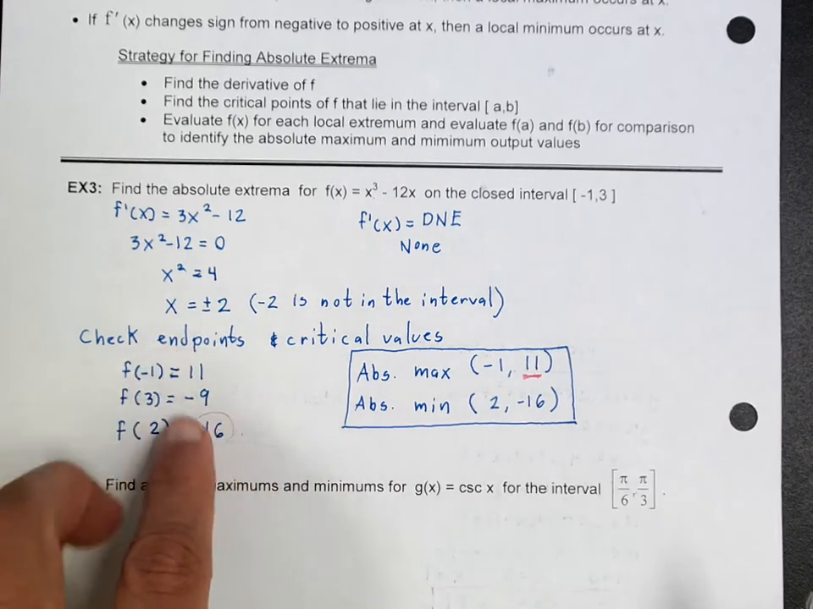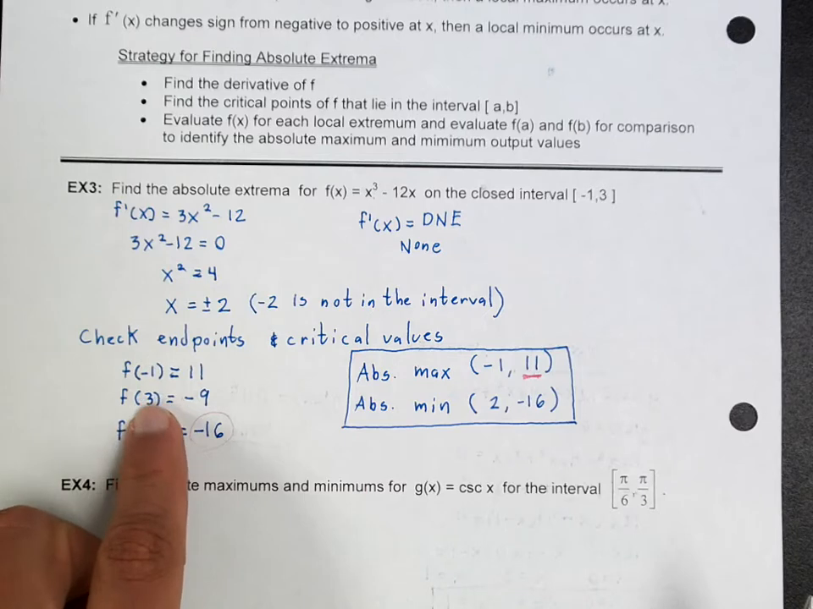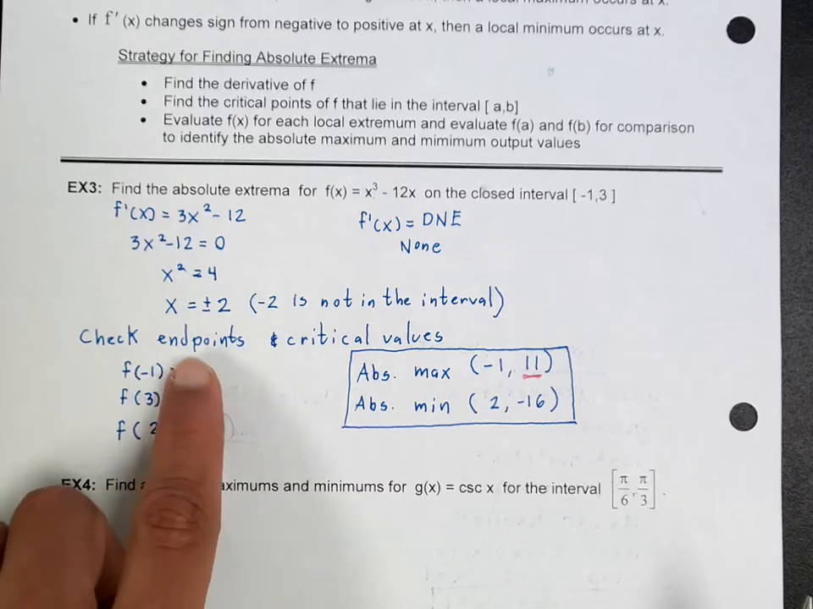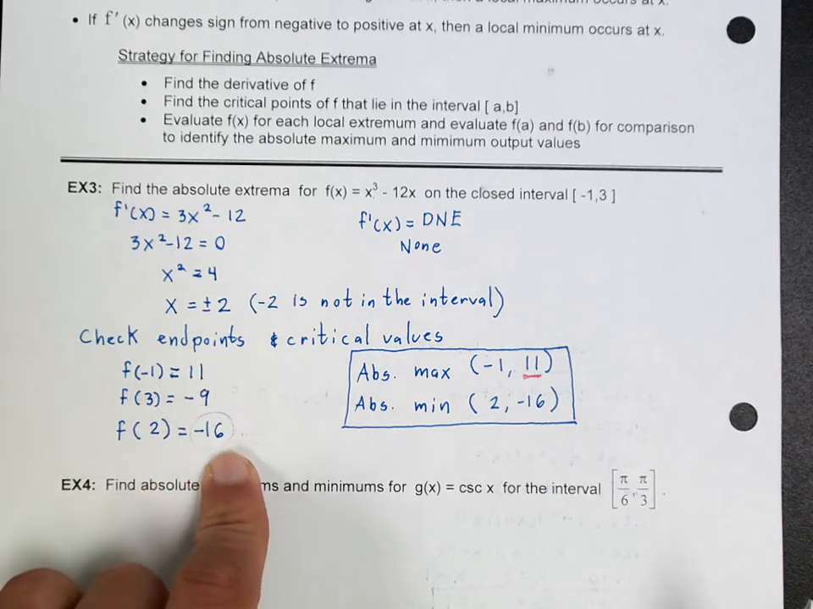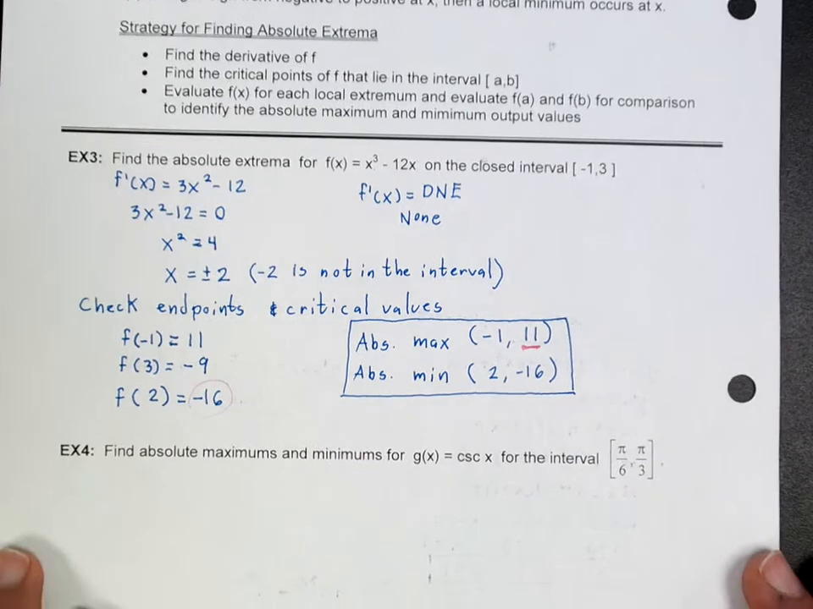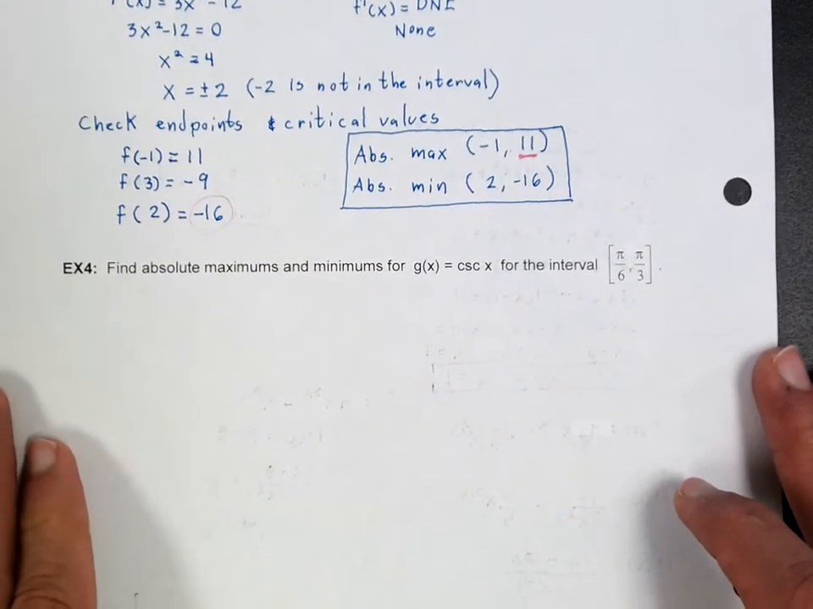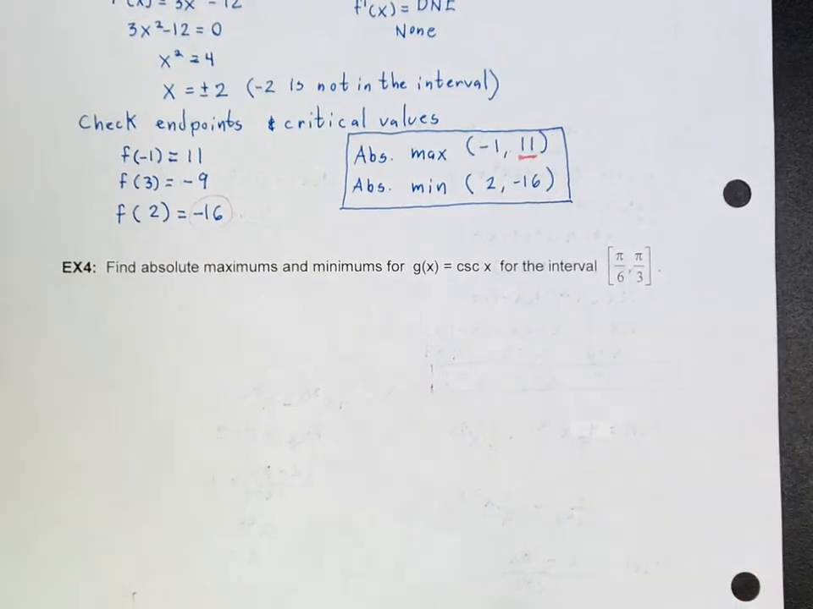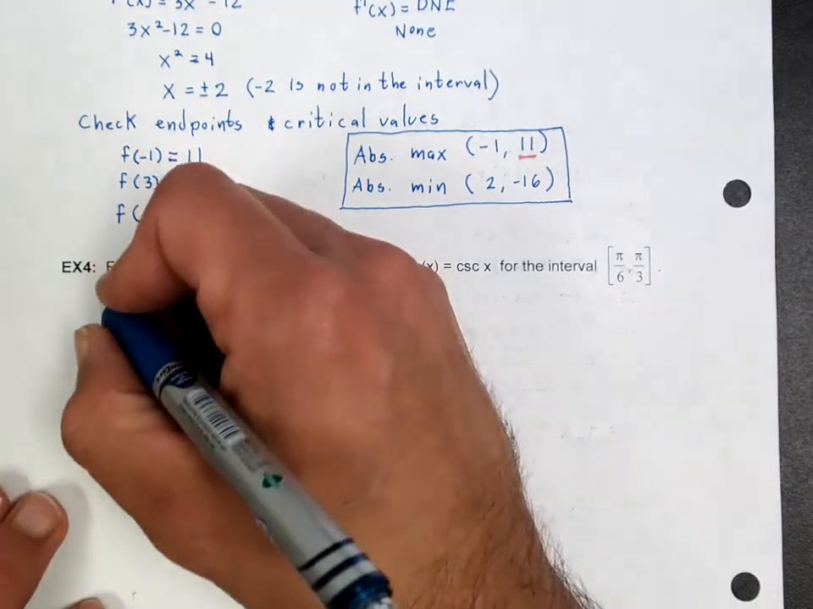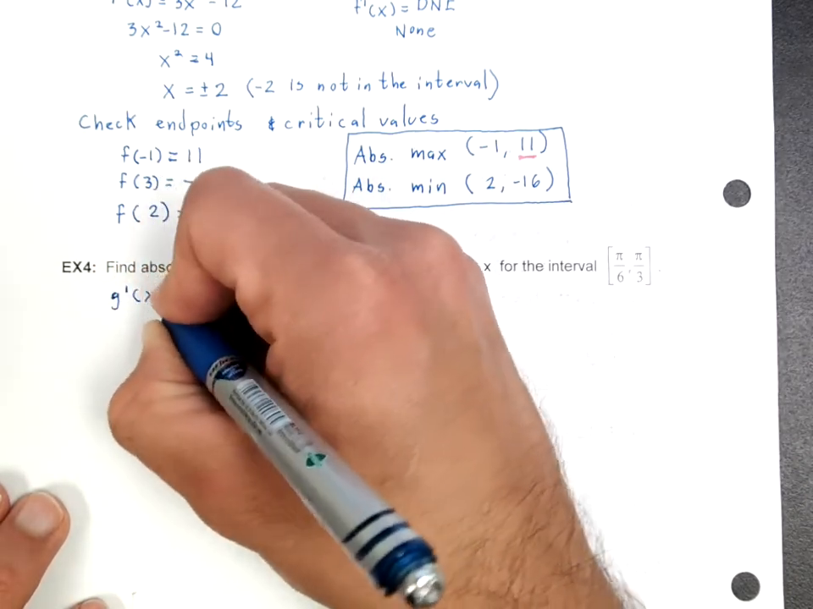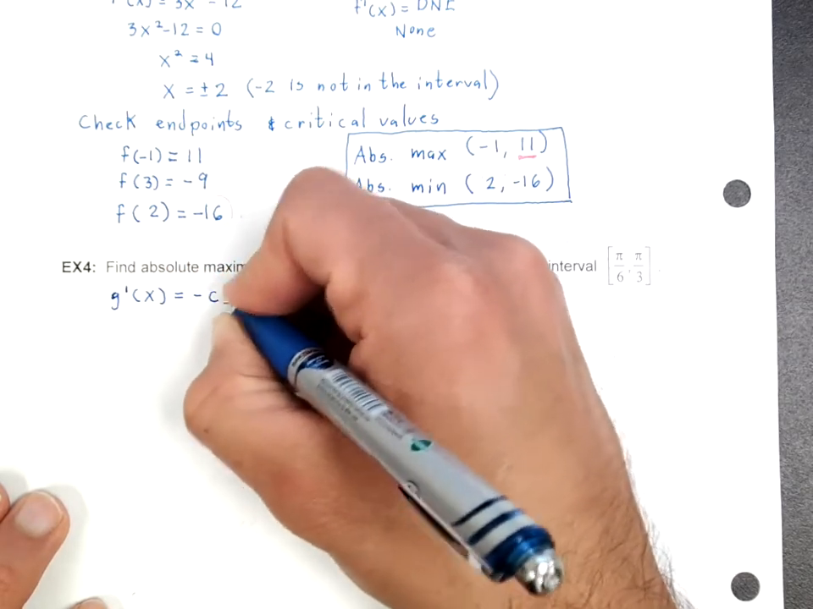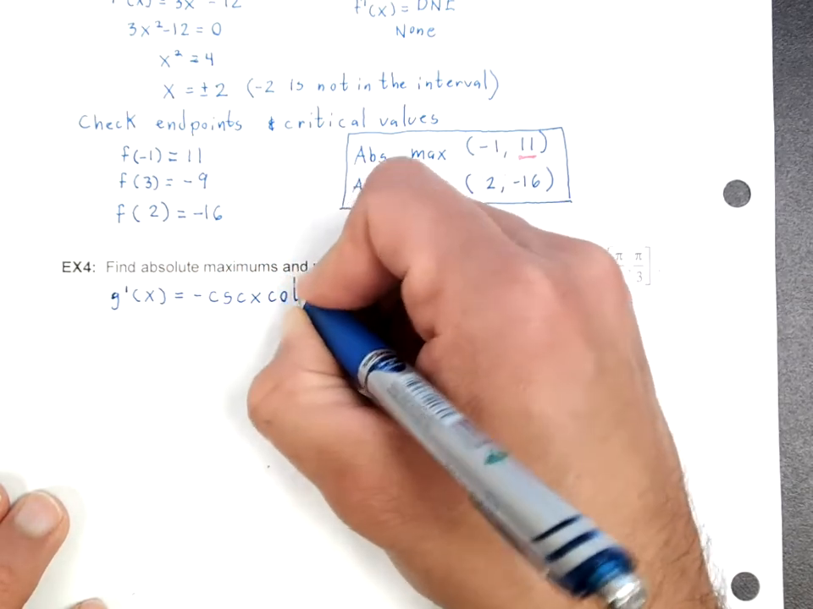Once you check the endpoints and all your critical values, you're just going to look at the y values you get out of those. The biggest y value is going to be your maximum, and your smallest y value is going to be your minimum. So now let's take a look at example 4, same idea. We're going to take the derivative and set it equal to 0 to figure out our critical values. This one would be negative cosecant x cotangent x.